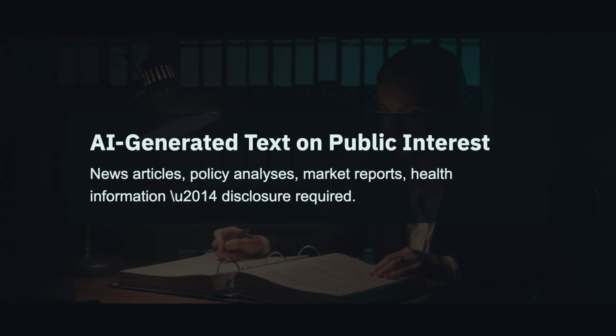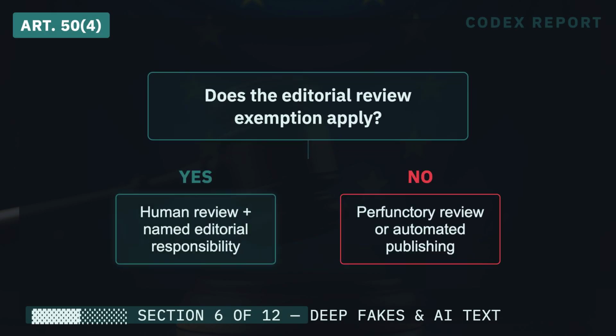It moderates it. For artistic, creative, satirical, or fictional work, you still must disclose the existence of the synthetic content, but you may do so in a way that does not hamper the enjoyment of the work. A small credit at the end of a film, a note in a video description, a label in the metadata. These are the kind of measures the carve-out envisions. The obligation remains, only the manner is relaxed.